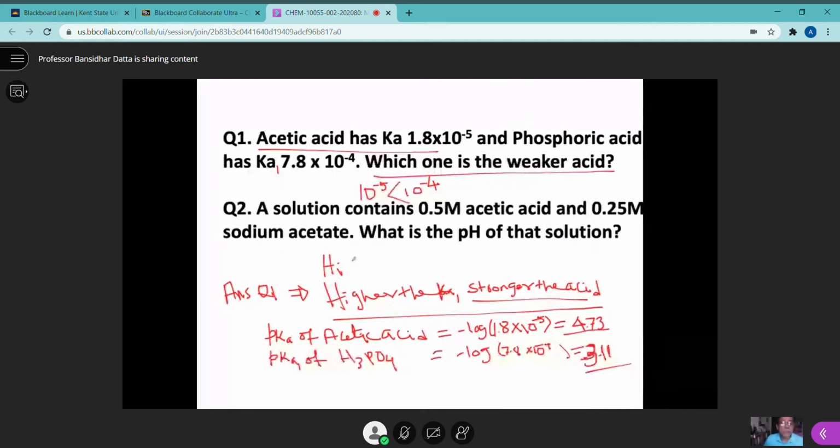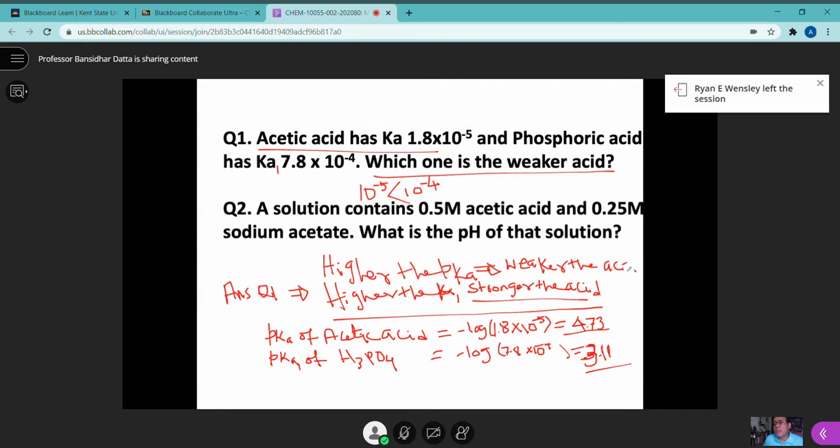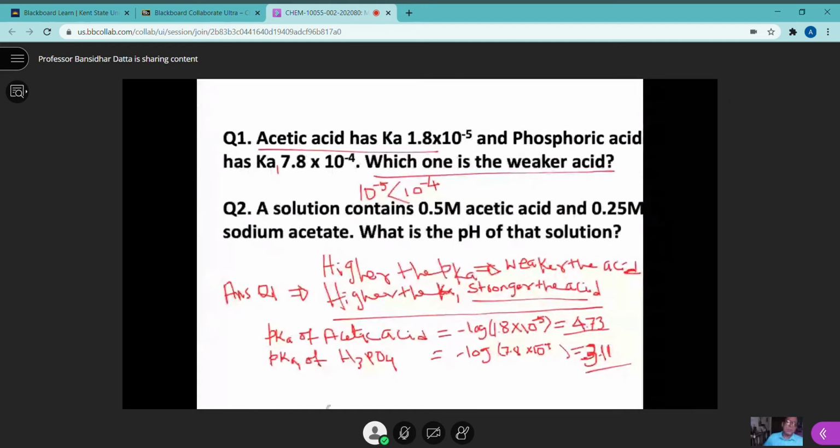Remember, this type of question will be there. Higher the pKa, that gives you weaker the acid. Please remember this. This is very important because some of them will be tested, and these are very good applications. So that's basic. Higher the Ka, stronger the acid. Lower the Ka, weaker the acid. Higher the pKa, weaker the acid. Lower the pKa, stronger the acid. Everyone okay?